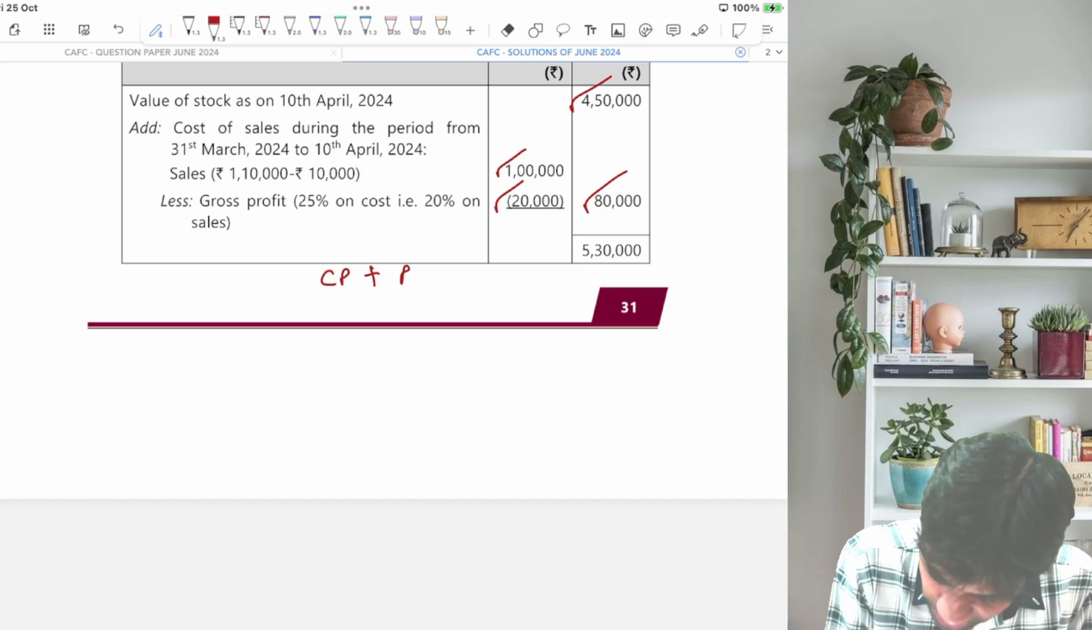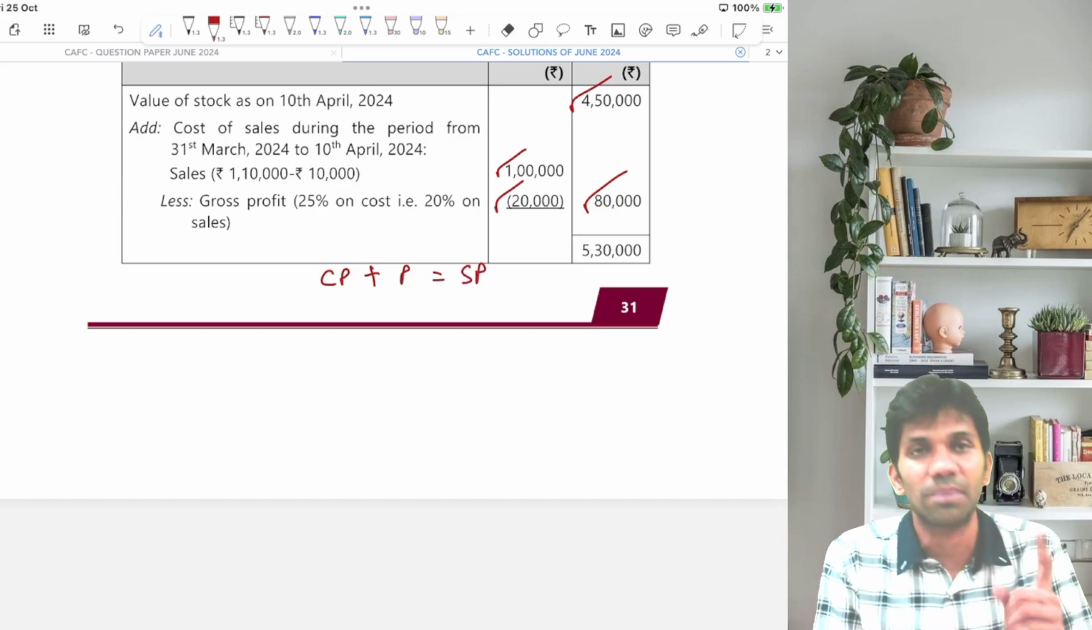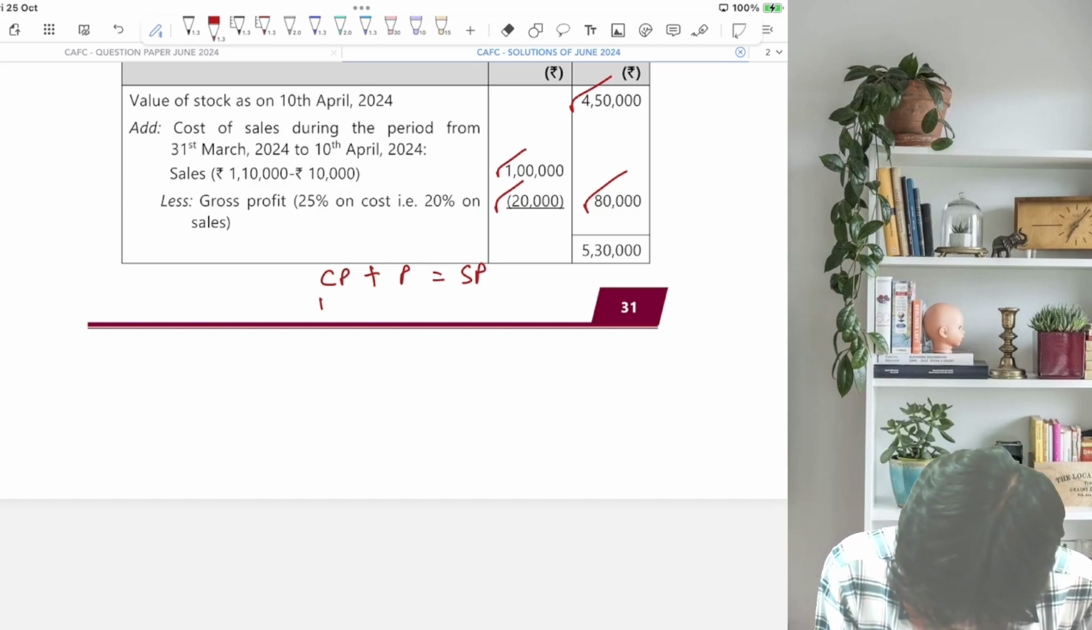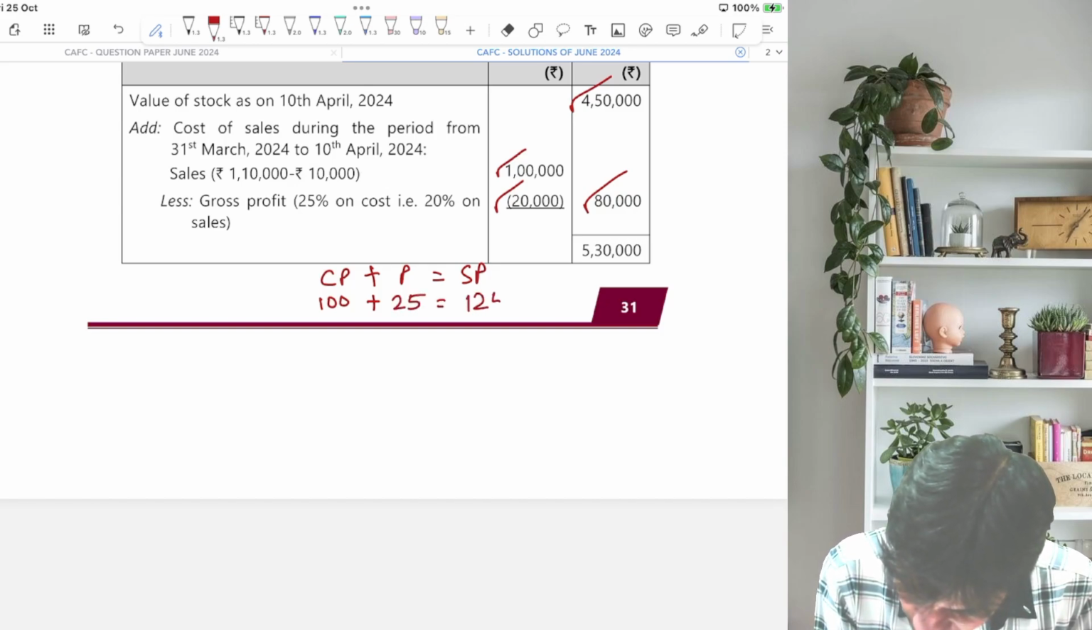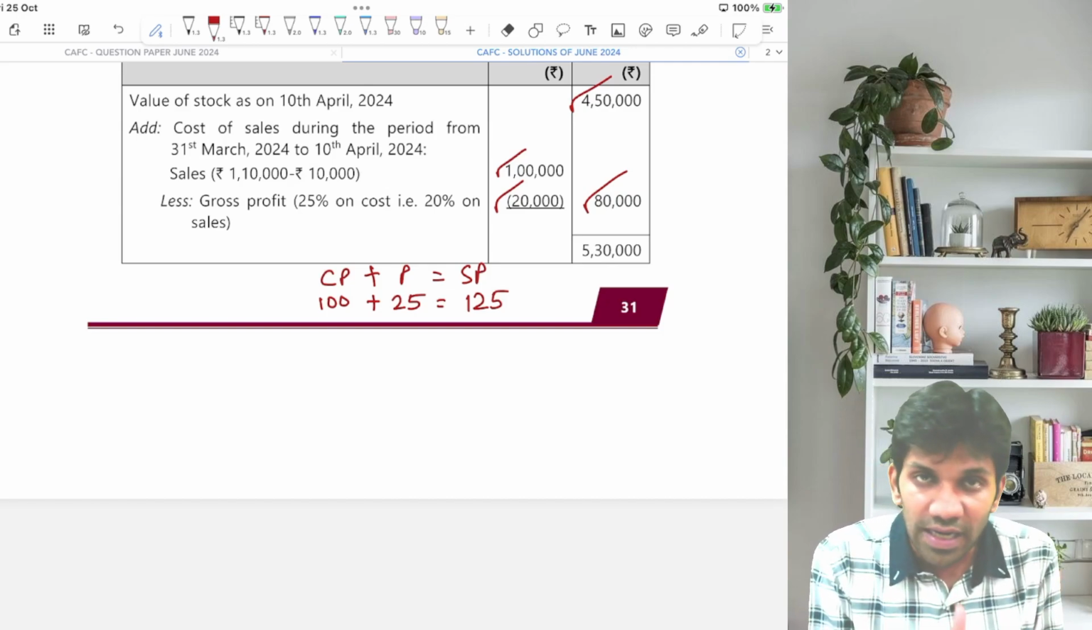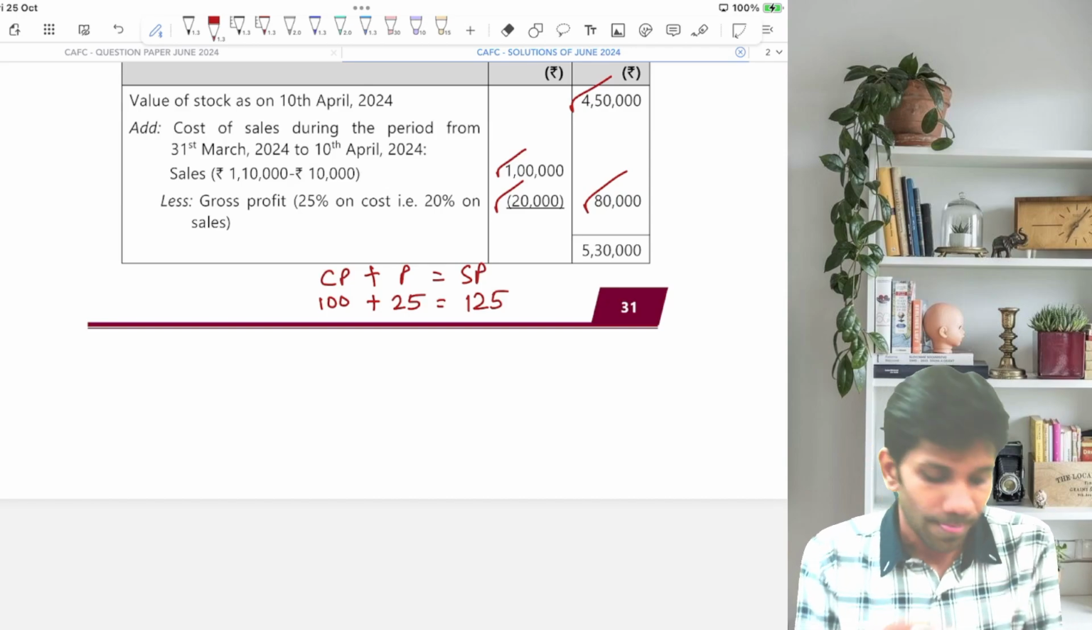You have heard this equation in school: CP plus P is equal to SP. Cost price plus profit is equal to selling price. It is 25% on cost. Now teachers always used to tell us, let cost price be 100, let selling price be 100. But many of us are not aware which should be taken as 100. So I'll give you one shortcut.